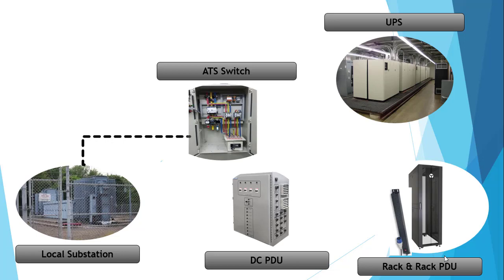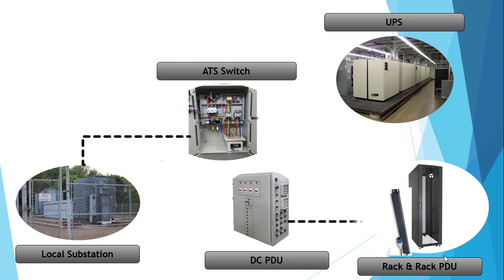From the substation, the power flows to the ATS. ATS will simply pass it to the UPS. UPS will make sure that the stable, uninterrupted power is transferred to the DC PDU. DC PDU will further distribute it to multiple racks.